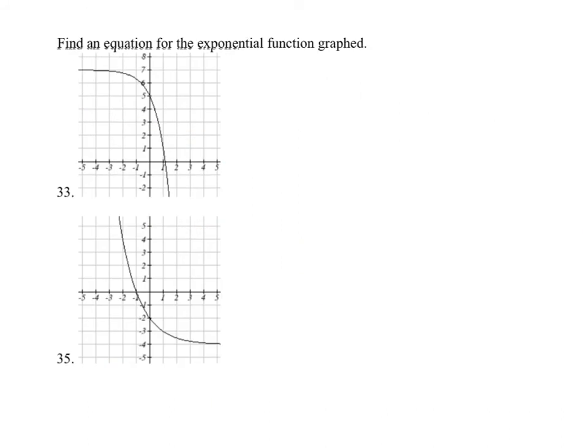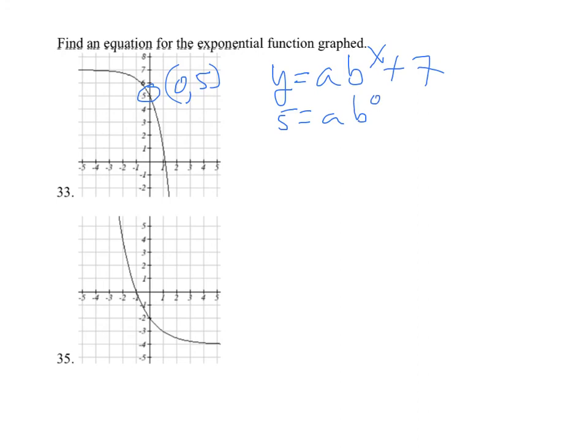Now that you guys are getting to be experts, let's do some quick stuff here. I'm seeing it's up 7, right? So y equals a times b to the x plus 7. I'm seeing that it crosses at 0, 5. So 5 equals a times b to the 0 plus 7. Subtract 7, I get negative 2 equals a.